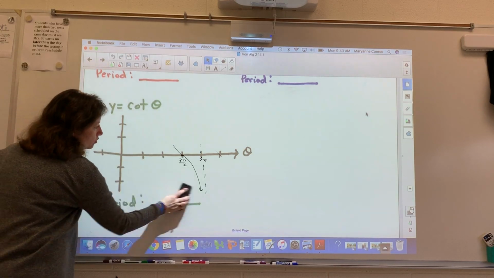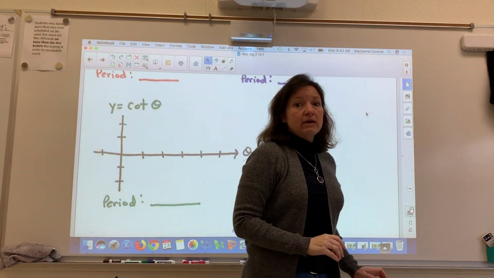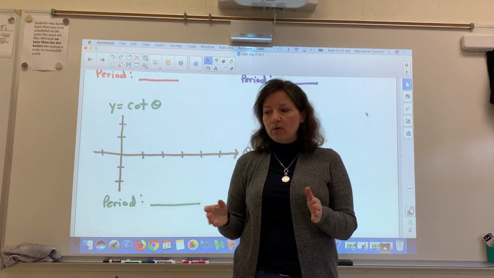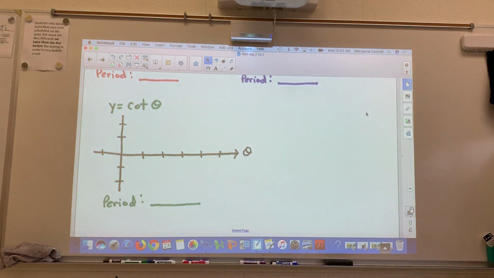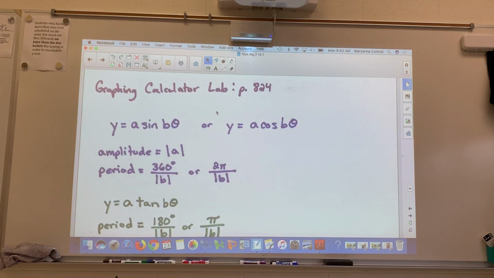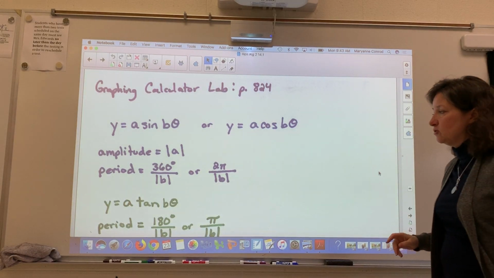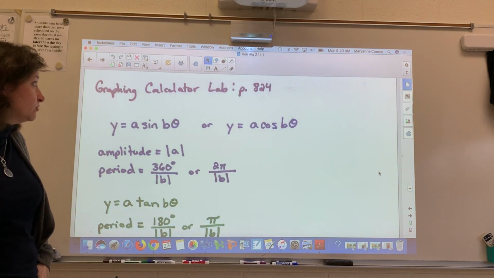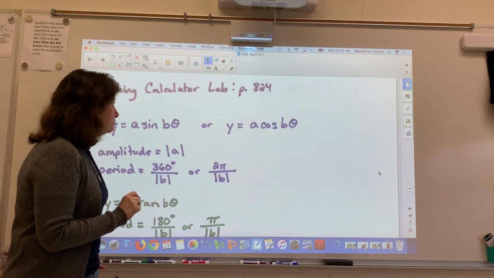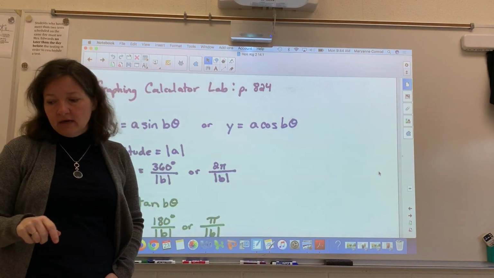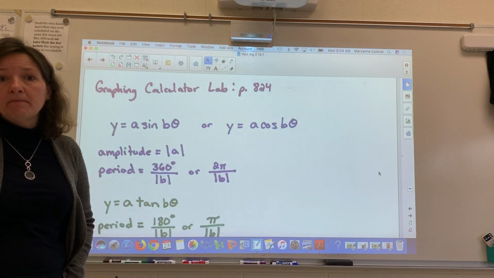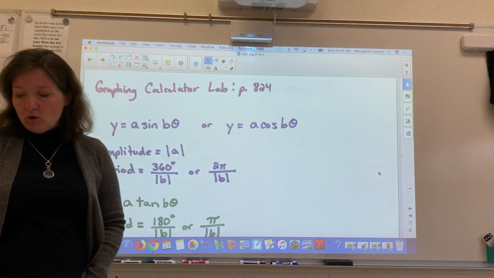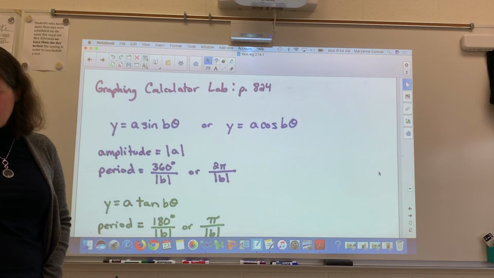So now, what are we going to do with these parent graphs? We are going to see what makes them stretch and shrink. We won't be shifting them today, but we will be stretching and shrinking them. If you want to, in your book, there's a graphing calculator lab on page 824. You can practice seeing what happens to some trig graphs when you change some values in front of the angles. If you do that lab, be in radian mode. It doesn't tell you that in the directions, but radian mode will work best for that lab.